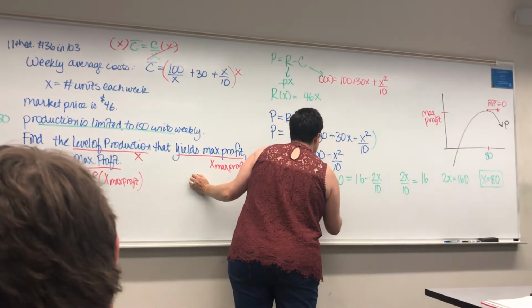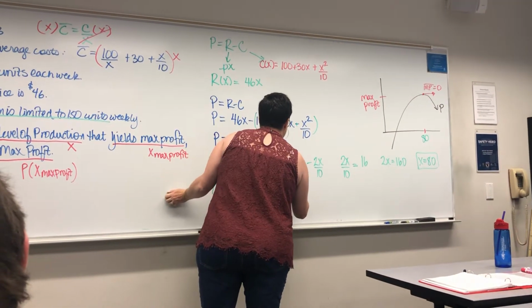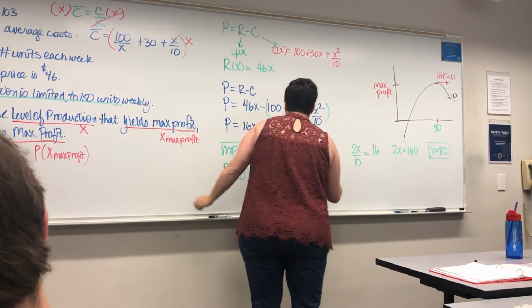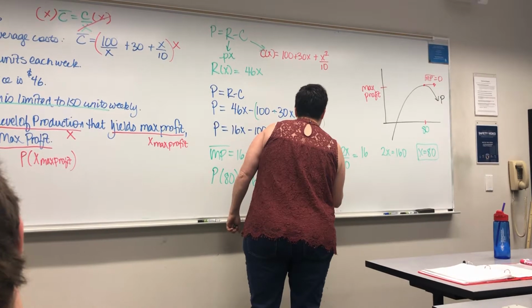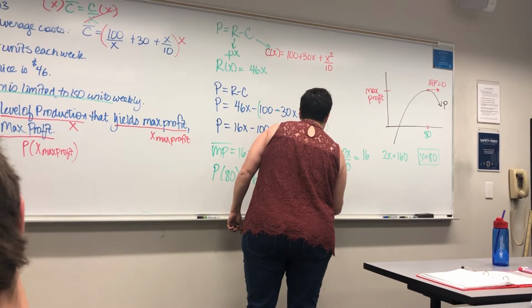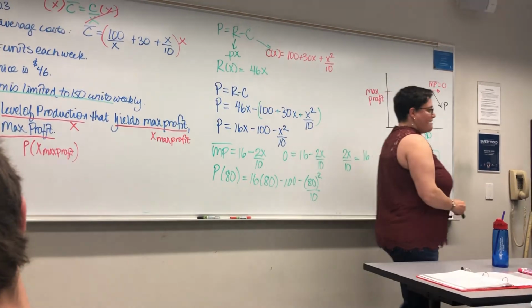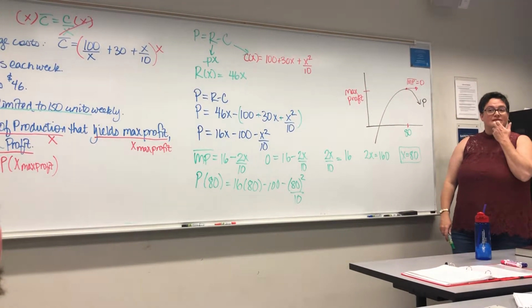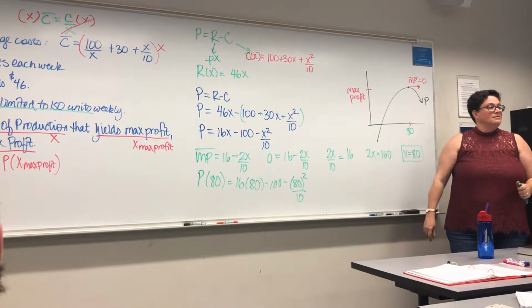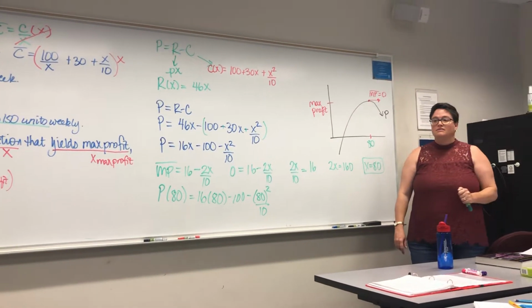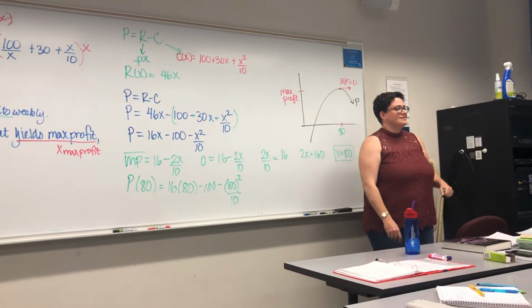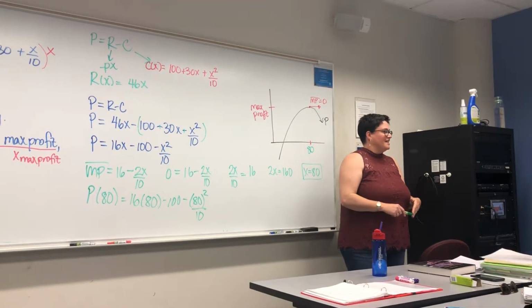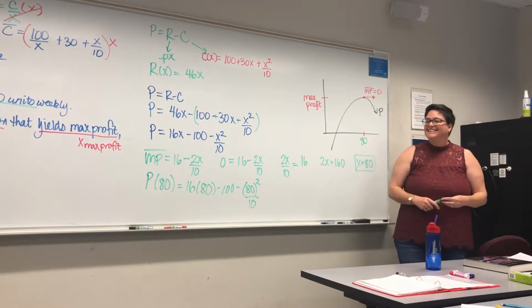is 16 times 80 minus 100. This is why it's so important, you guys, to label everything you did, because we have a ton of functions up here. I need to know which one I'm using. Sorry, I'm like yelling at you guys. I'm not yelling at you, I swear.